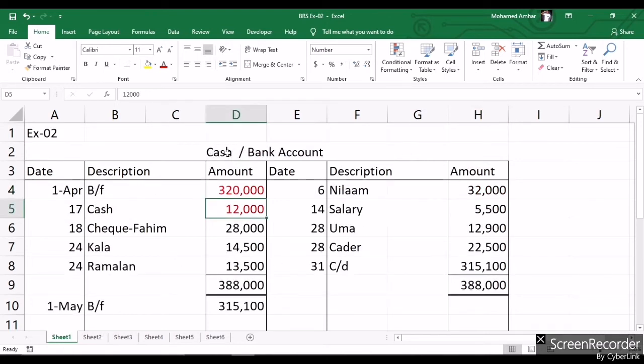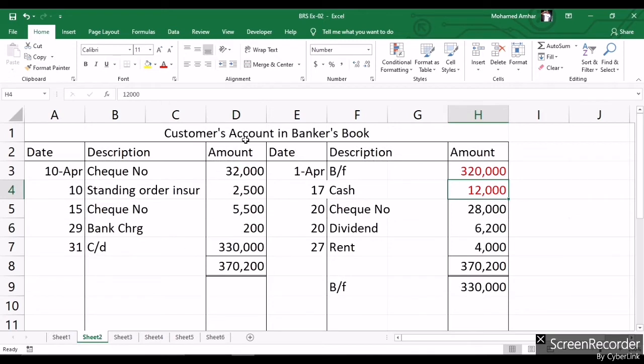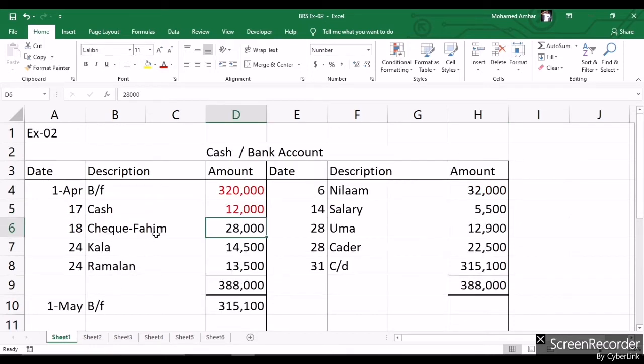Check the cash book. A check received from Fahim is debited 28,000. Whether that amount is there in the banker's book, yes, that 28,000 is there in the credit side, so you can tick this 28,000 and debit here 28,000, right?